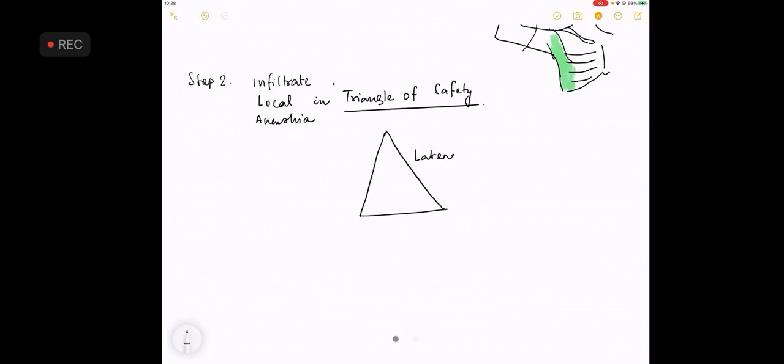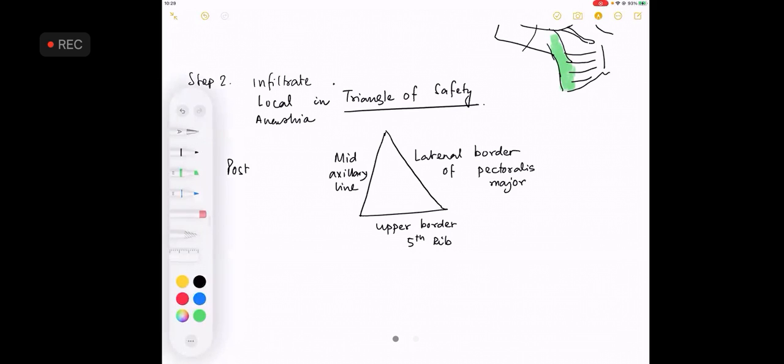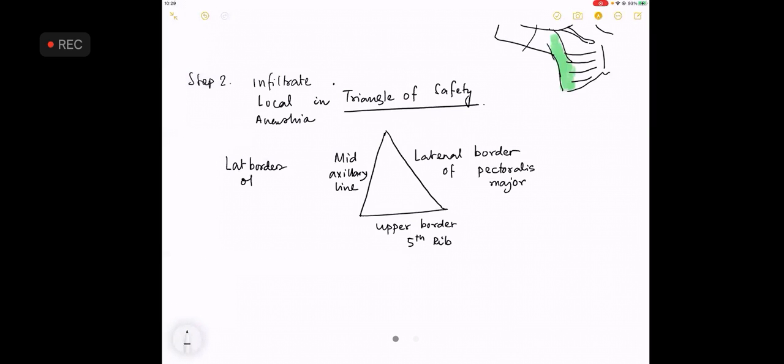Lateral border of pectoralis major, upper border of 5th rib, and mid axillary line. If you have said the posterior axillary line, or if you have said the lateral border of latissimus dorsi, this is a wrong answer. So please tell me when you have completed writing. Done, sir. Done? Good.